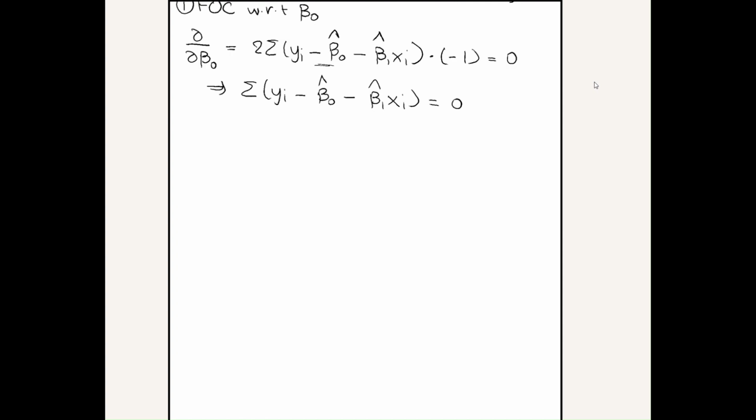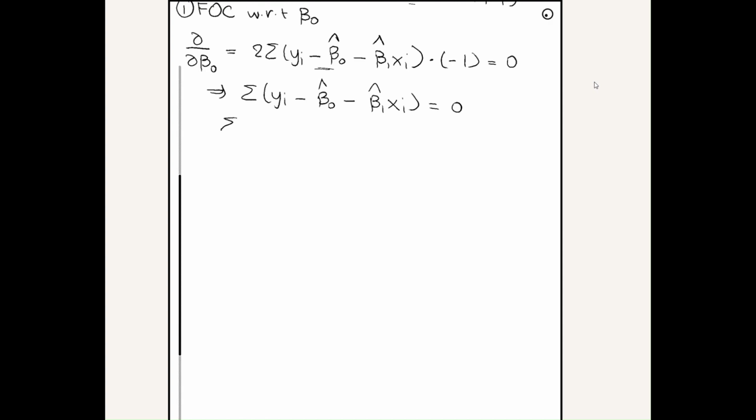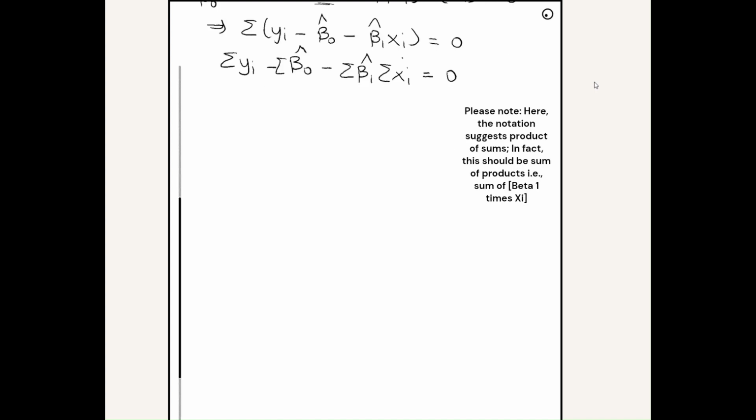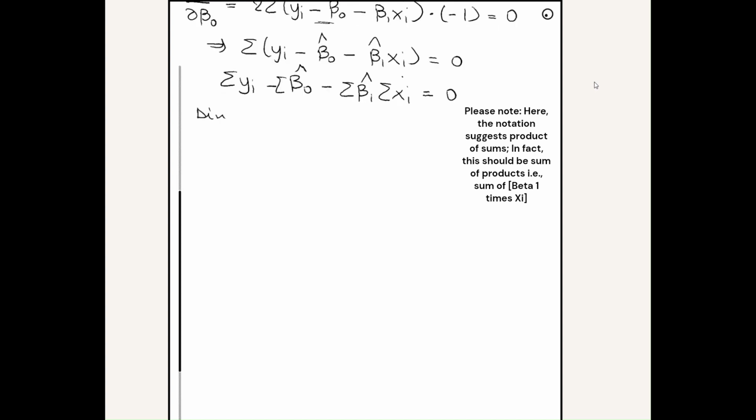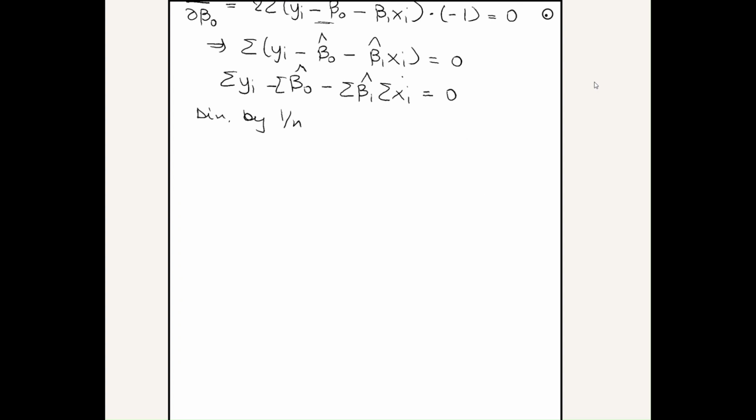So now, since you've calculated this already, we'll move on to the next step, that is opening up the brackets a little. So we have the summation of yi, we leave the beta naught as it is because it cannot be summed up, and eventually we can sum it up. Let's say we sum it up, and then you have the summation of beta 1 hat xi, which is equal to 0. Let's say we divide both sides of the equation by 1 over n. So divide by 1 over n, and hence you have y bar minus, now since beta naught hat is constant all throughout the term, we get beta naught hat back.